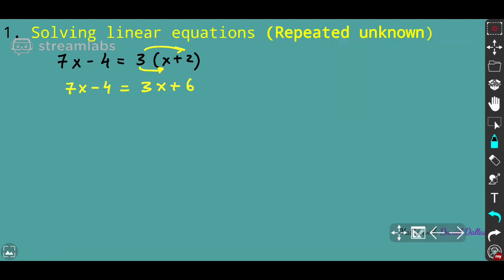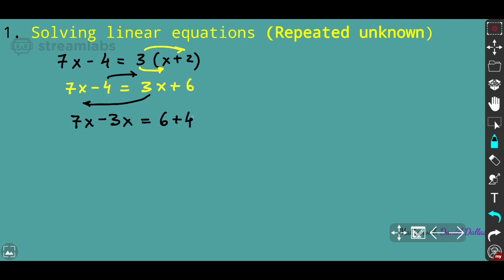Then you decide to which side you need to transfer, in other words, where you are going to collect your x's. So I would recommend transferring 3x to the left side, because you'll get 7x minus 3x. Okay, and that will give you 4x, which is positive, and this is very cool. And you take a negative 4 and transfer to 6. So that's why the right side is going to be 6 plus 4, because negative 4 will change in sign. Okay, so it will work like this. So finally you have 4x after simplification and 10 here.